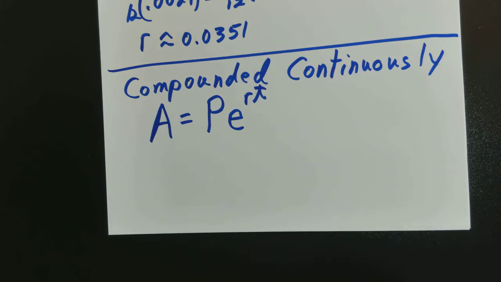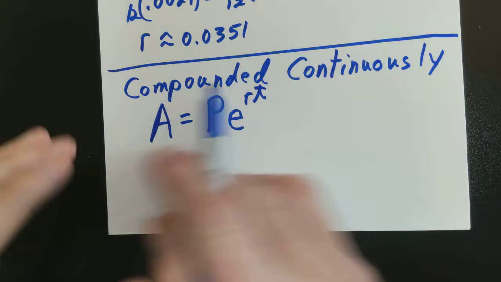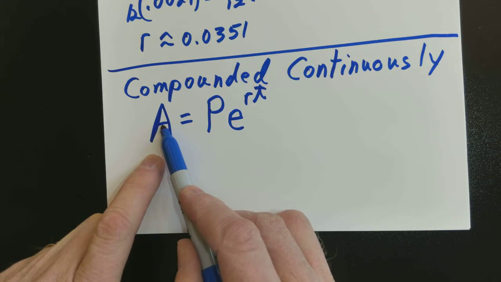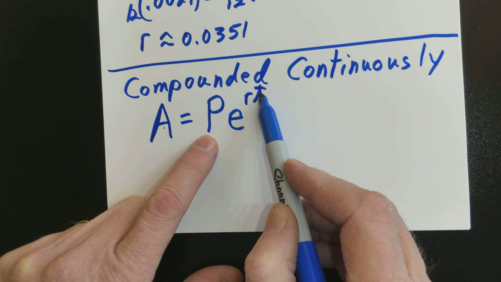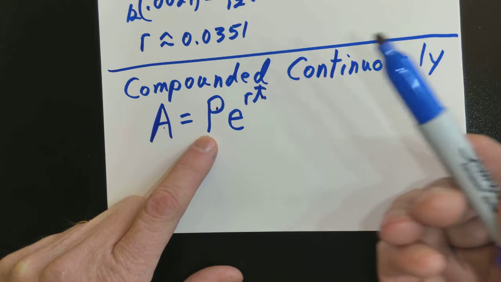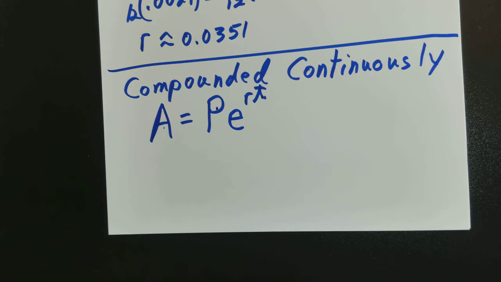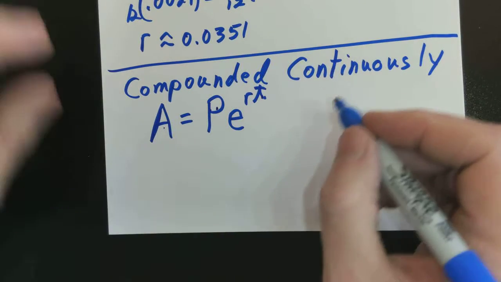All right? Now, on this one, A is still the amount in the account after how many years? t years. P is the initial amount you invested. r is still the interest rate. Okay? e to the rt, that takes care of the compounding part. All right? So let's set it up.